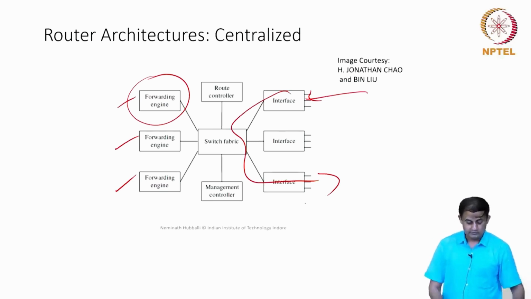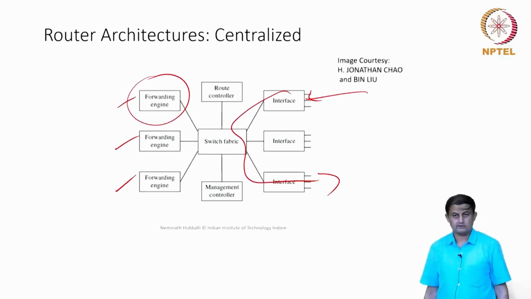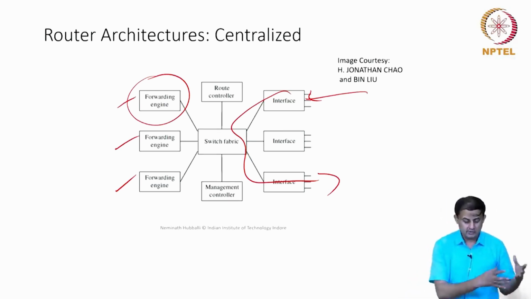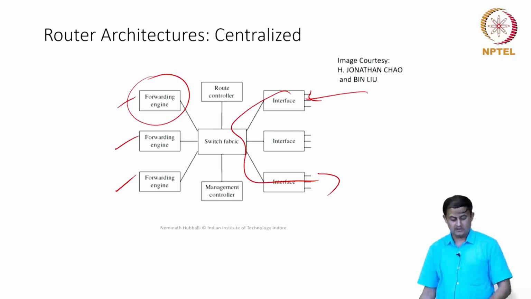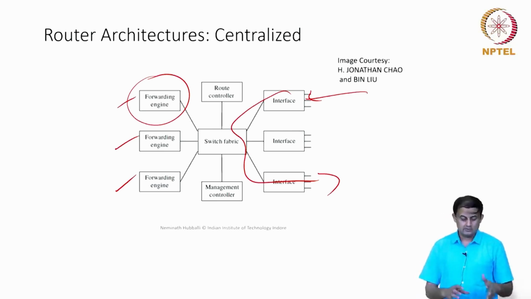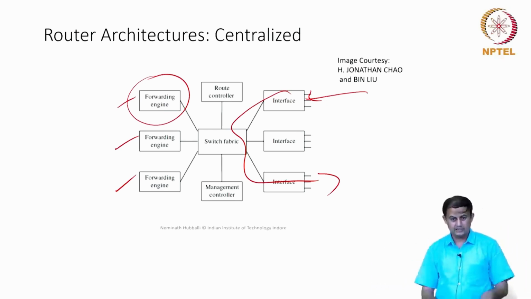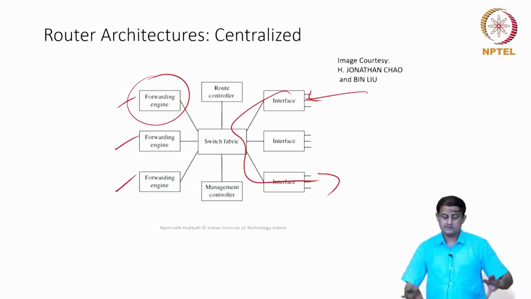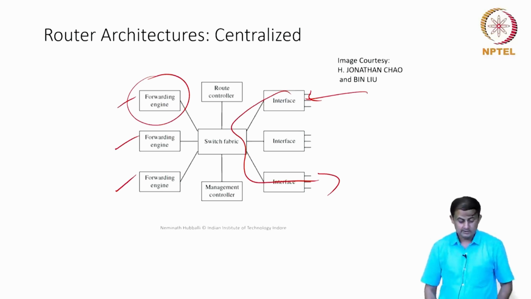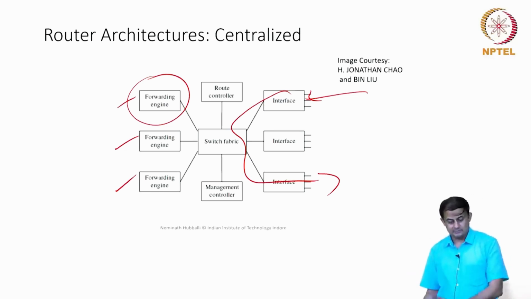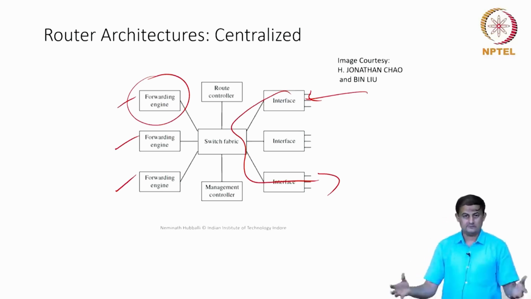So if you use such an architecture, then it is called a centralized architecture. And along with the switch fabric connecting the different interfaces, you have the route controller and the management controller. The route controller is meant for constructing the routing table and dealing with the routing algorithms in the control plane operation. And the management controller is meant for managing the configuration of the router.